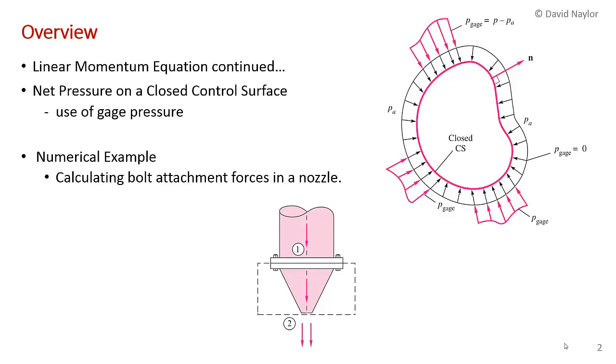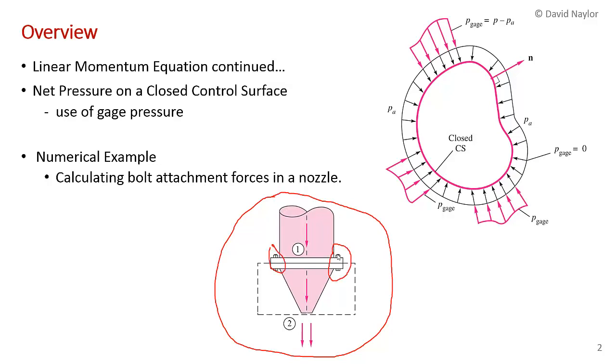So in this video, I'm going to continue talking about the linear momentum equation, and we're actually going to do an example, this example here, of calculating the forces in these bolts that attach a nozzle to a pipe. So this is going to be a water nozzle. Now, part of that calculation involves calculating the net pressure force on a closed control surface. And I'm going to talk about a trick, really, about how if you convert pressures to gauge pressure, that can make that calculation a lot less complex. And once we've done that discussion of the net pressure calculation, we'll go on and do a fairly detailed numerical example.